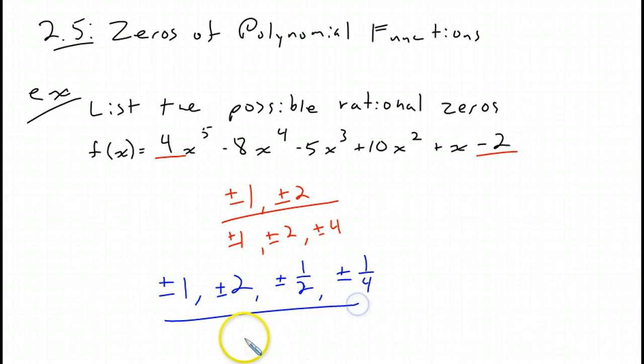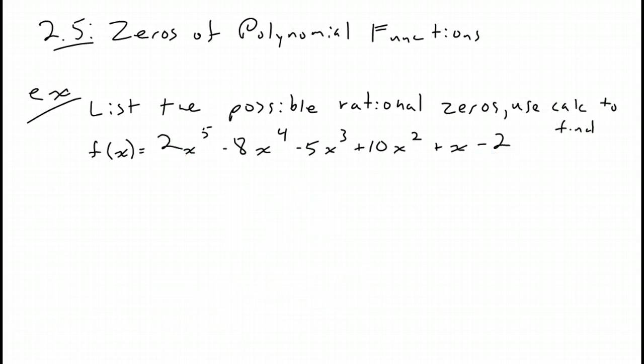So these are the only possible rational zeros for this instance. Okay, here's a different problem altogether, a little bit. It says list the possible rational zeros, then use the calculator to find them. Okay, we're going to find our zeros, we're going to check them using our possible rational zero test.